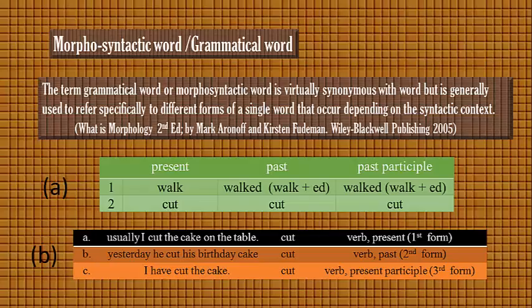And the same is the case with the three cuts in the second row. In the first column and the second row, cut is the present tense. Usually, I cut the cake on the table means the habitual use of cut as a present simple tense. But yesterday he cut his birthday cake carries the meaning of past tense, and I have cut the cake. In this sentence, cut carries the meaning of past participle. Though the three cuts are homophonous, they have three different concepts, and they are therefore called grammatical words. The term grammatical words means something else in grammar, which will be discussed later, inshallah.